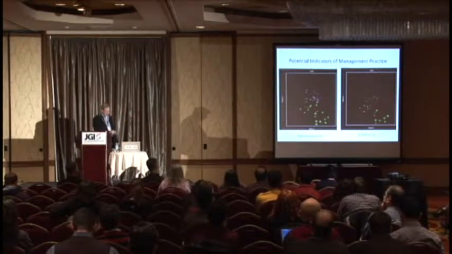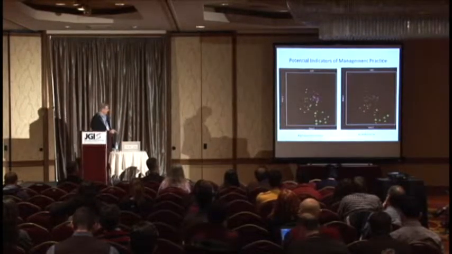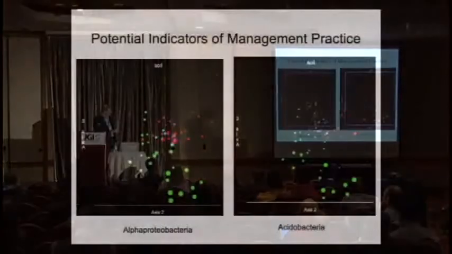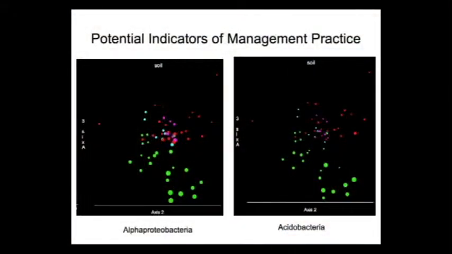So these are some potential indicators of management practice. Green, as I indicated, is prairie. These are alpha proteobacteria, and these are acidobacteria. The size of the dot indicates the extent of those representatives in the sequence. So the alpha proteobacteria and the acidobacteria were certainly more selected by the prairie than the other management conditions.